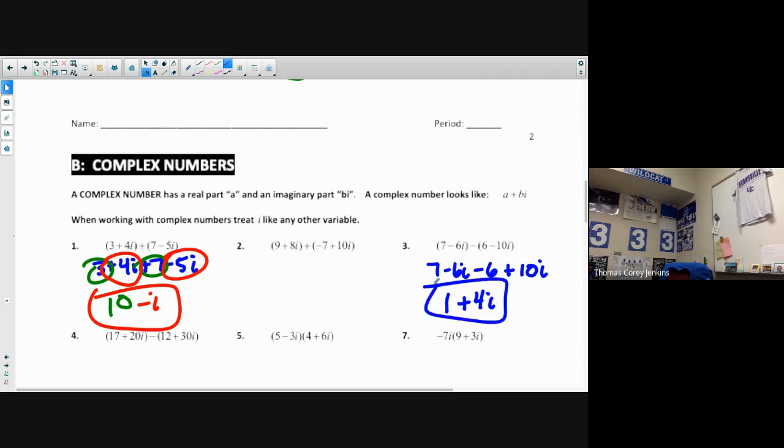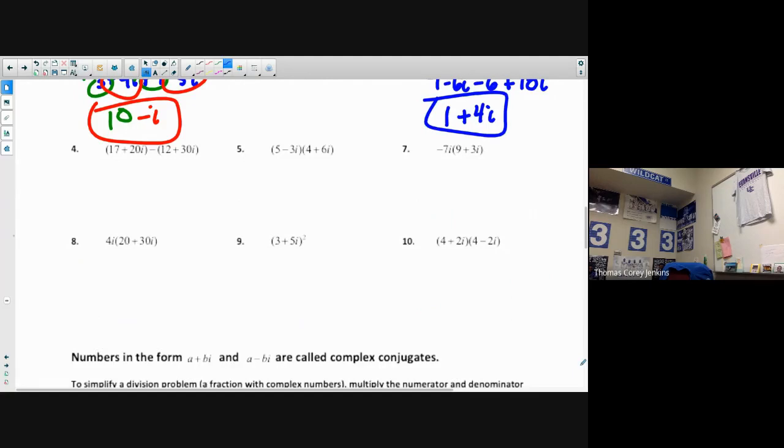So addition and subtraction is pretty simple. Let's go ahead and look at the multiplication. So number 4 is another subtraction problem. Might have you look at that one. Multiplication is just like a binomial times a binomial, right? So all we're going to do is distribute twice.